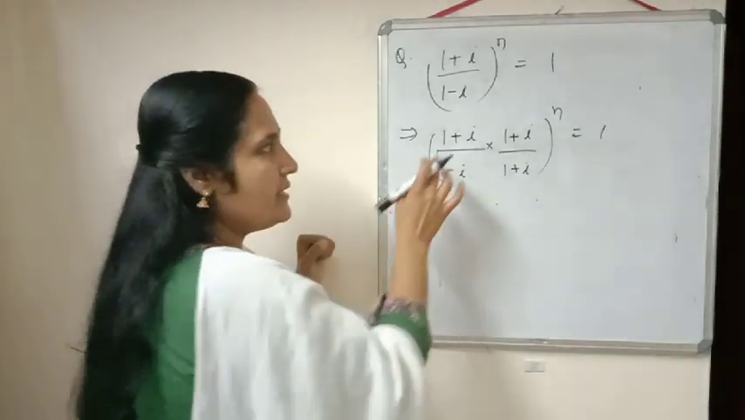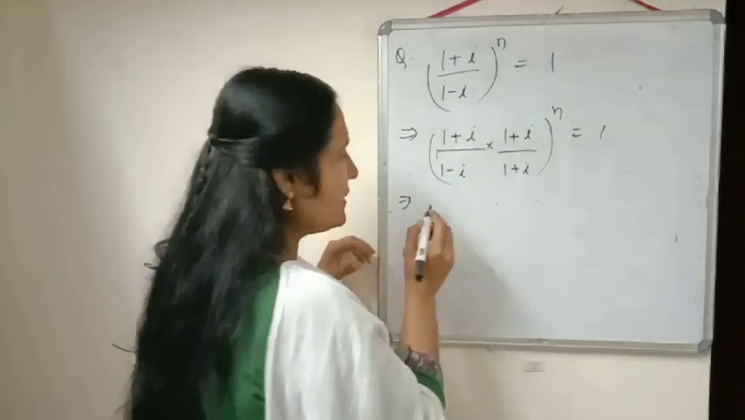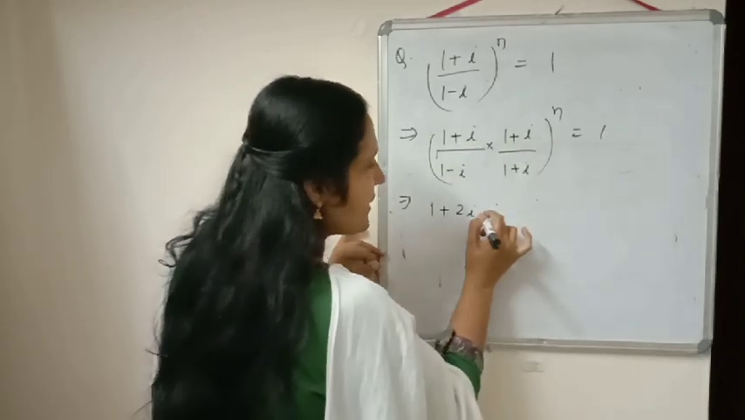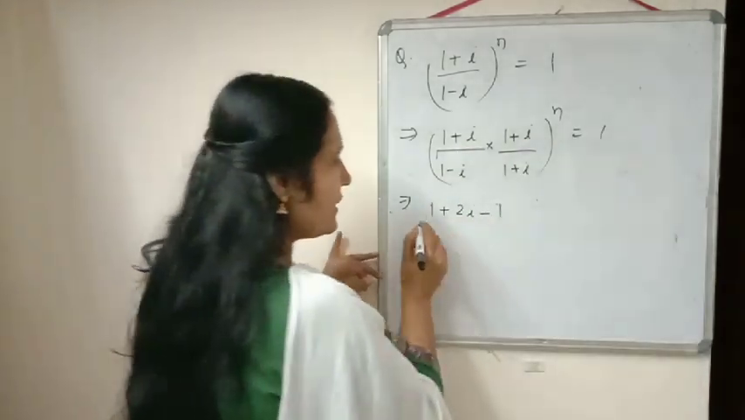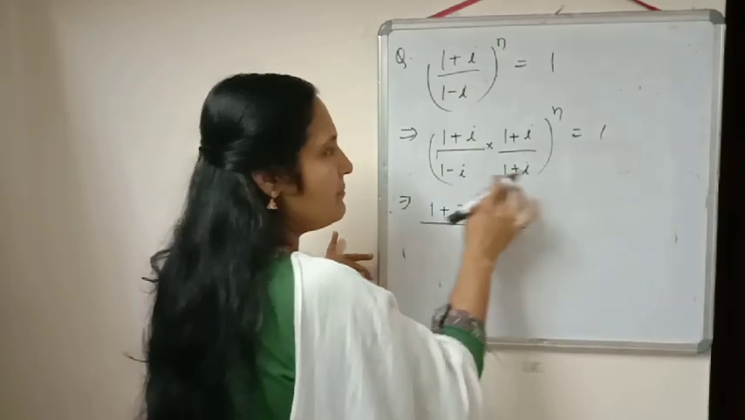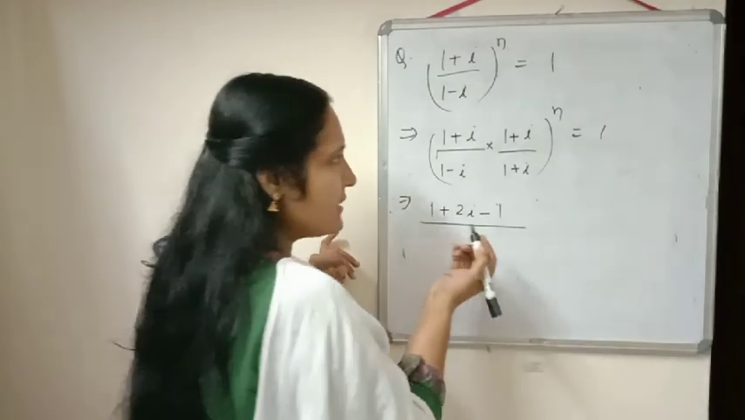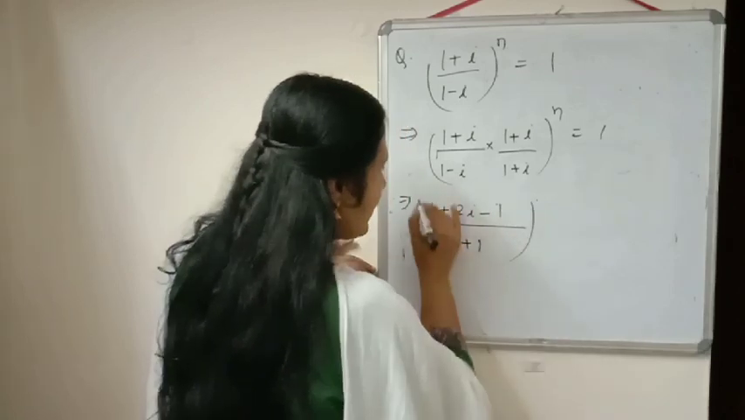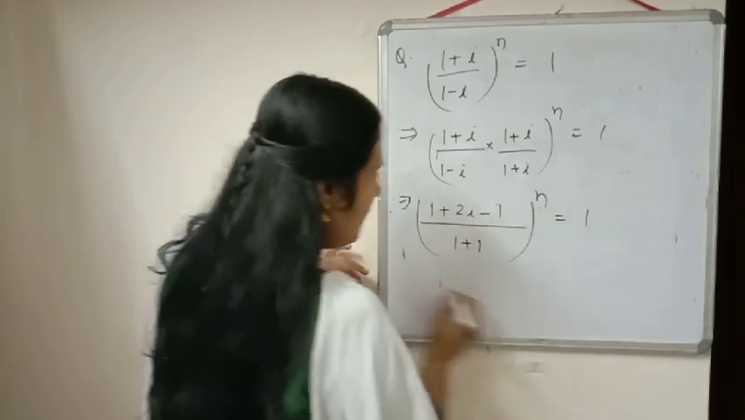In the numerator we can use the identity (a + b) whole square. Then it will be equal to 1 + 2i + i square, and i square is minus 1. And the denominator will come 1 minus i square, and i square is minus 1, so we will get 1 + 1, whole raised to n is equal to 1.